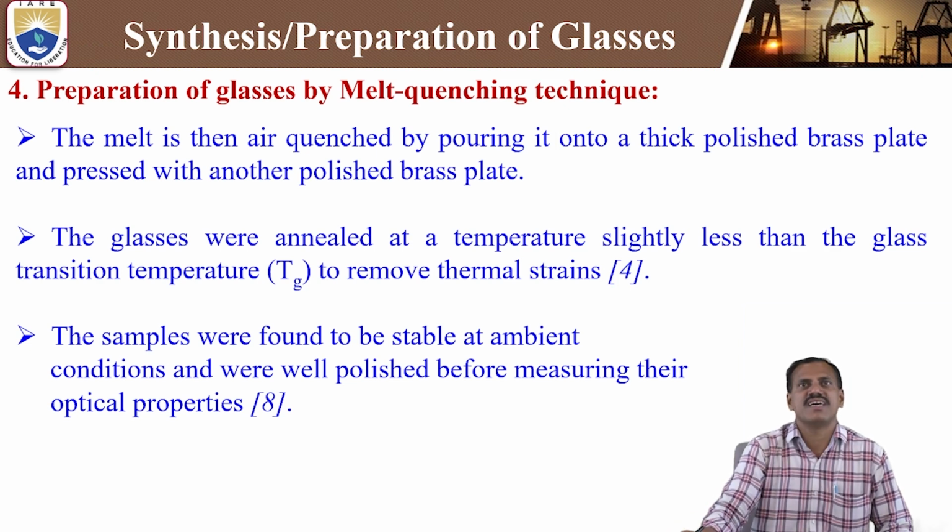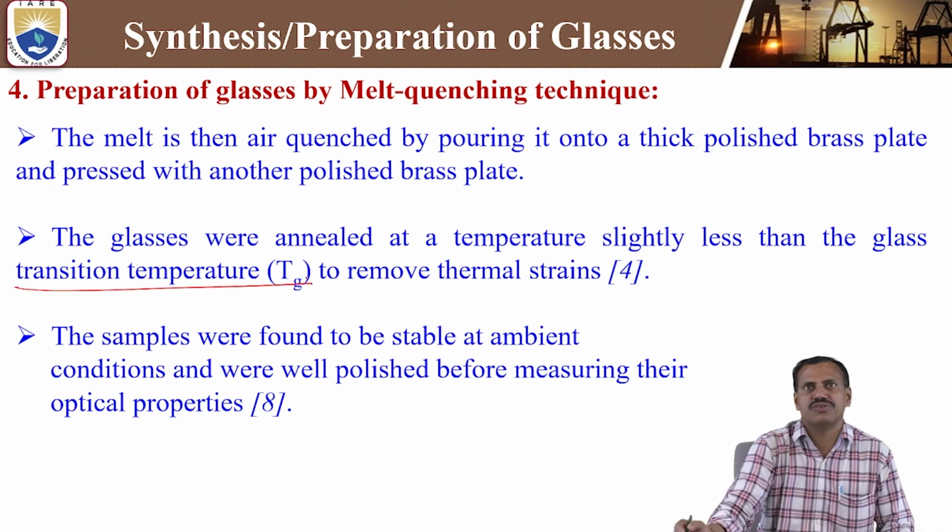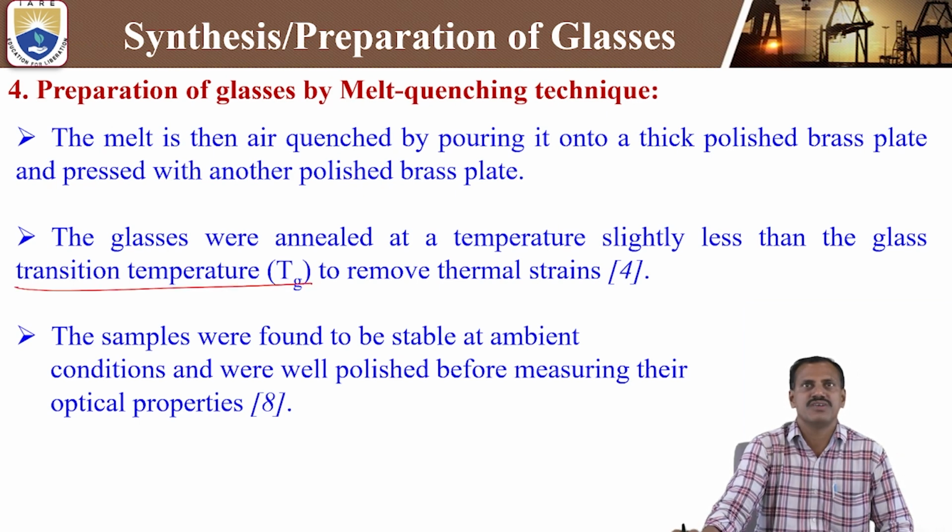It depends on the glass transition temperature and the different types of glass materials. For borate glasses we can use 300 degrees centigrade. For phosphate or silicate glasses, we can use 350 or 400 degrees, because the annealing temperature should be slightly below the glass transition temperature. That is very important. The annealing temperature should be less than Tg, to remove the thermal strain and stress. That is a very important thing. Why are you keeping the glass material for annealing?